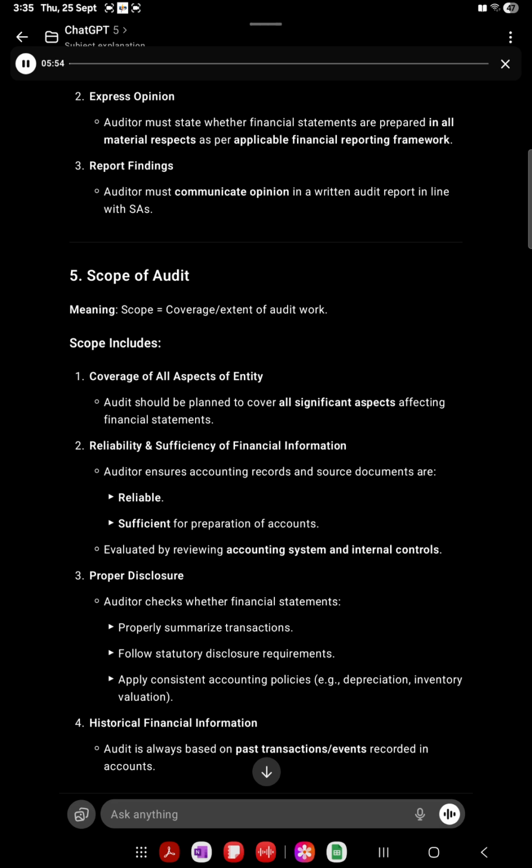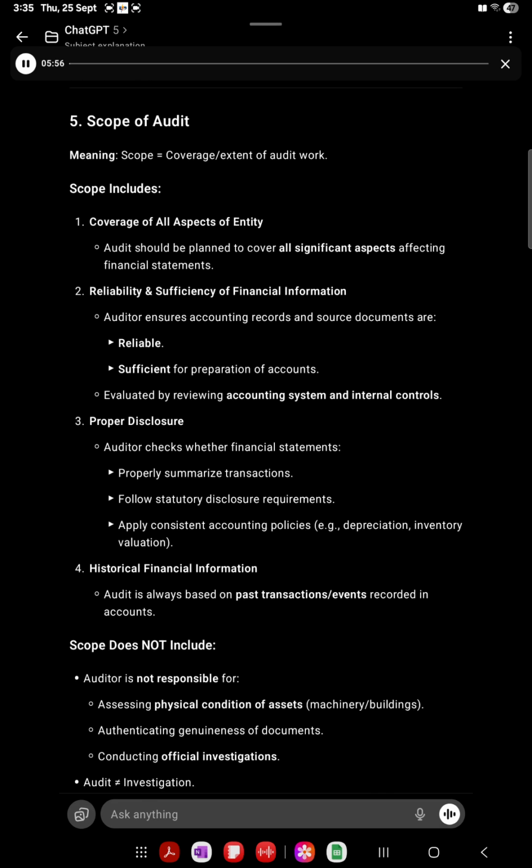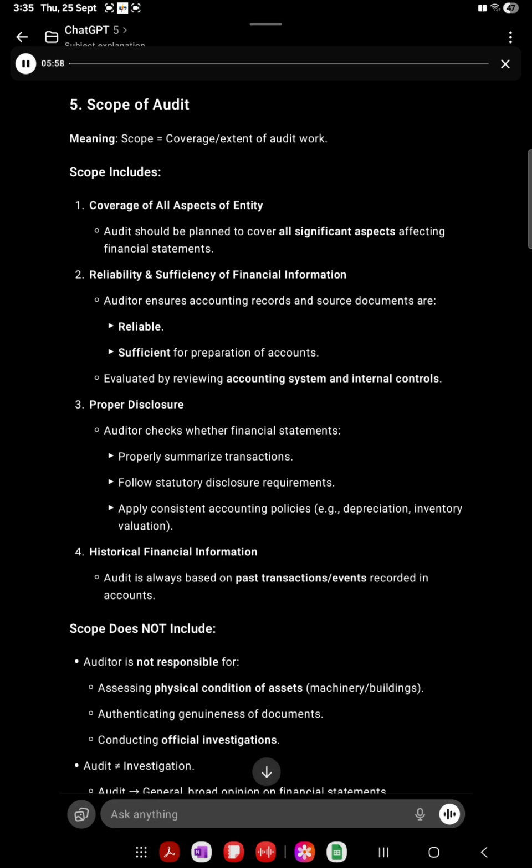Scope of audit, meaning: scope equals the coverage or extent of audit work. Scope includes: 1. Coverage of all aspects of the entity. The audit should be planned to cover all significant aspects affecting financial statements. 2. Reliability and sufficiency of financial information.